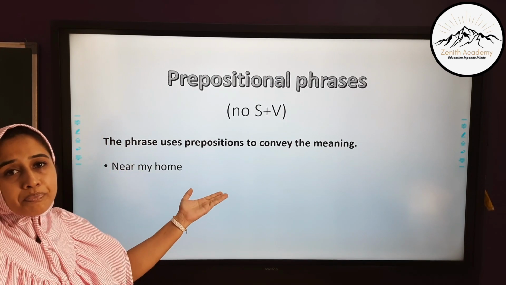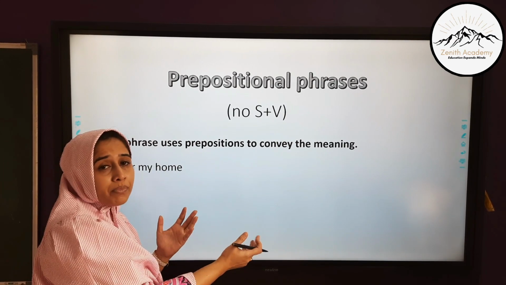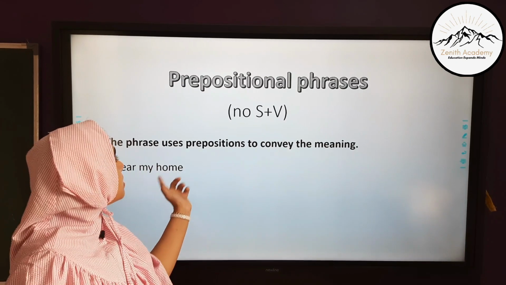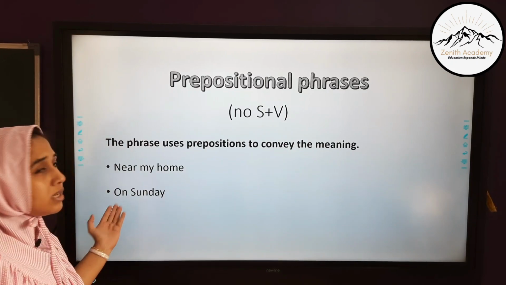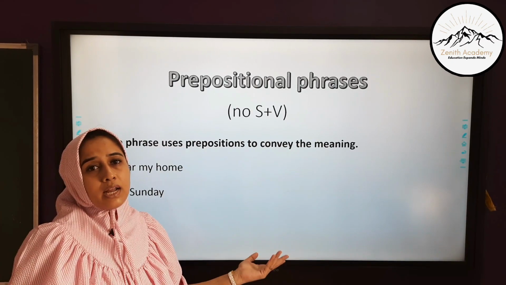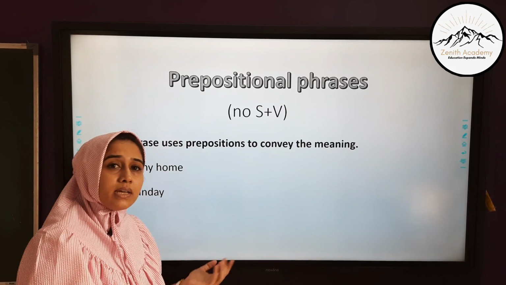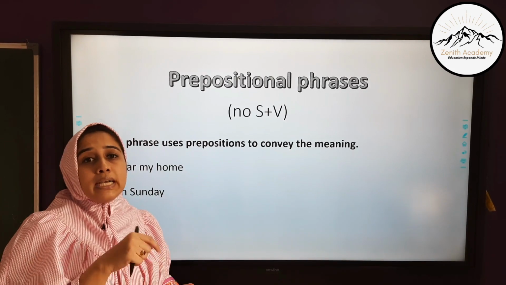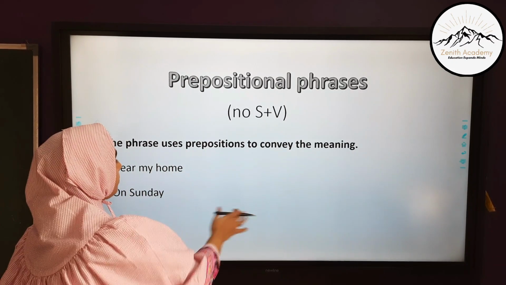Near my home. So I am talking about something that is near my home. But what is that particular thing? It is absent over here, and that is why this is just a prepositional phrase. Next is on Sunday. It might be a party on Sunday, holiday on Sunday, outing on Sunday, anything which I have not mentioned, and the sentence remains incomplete. So this on Sunday shows the particular day, time. So this is a prepositional phrase.